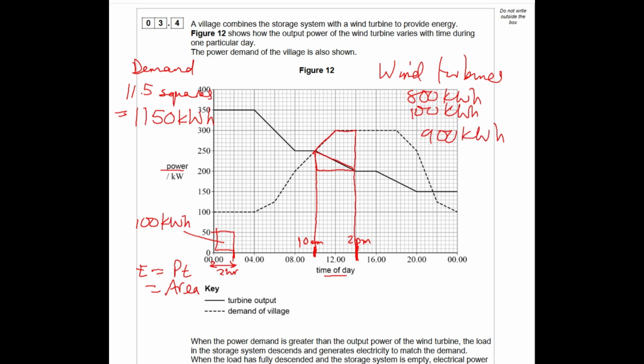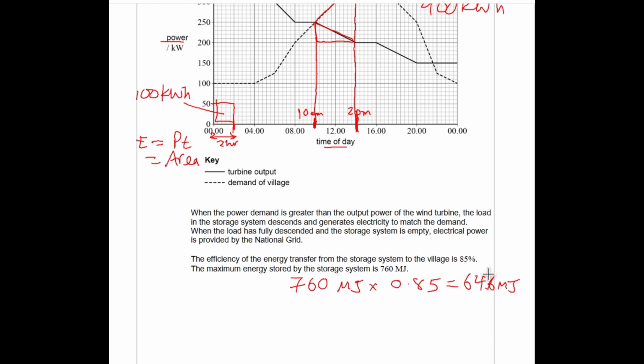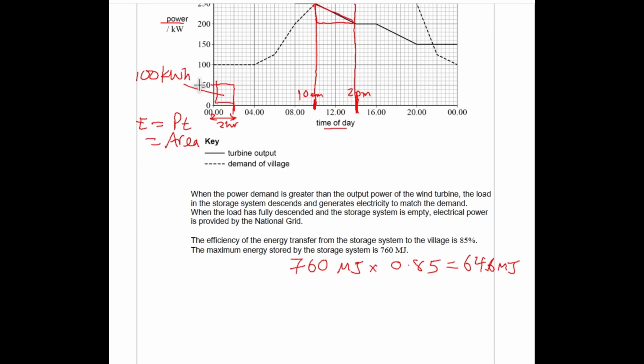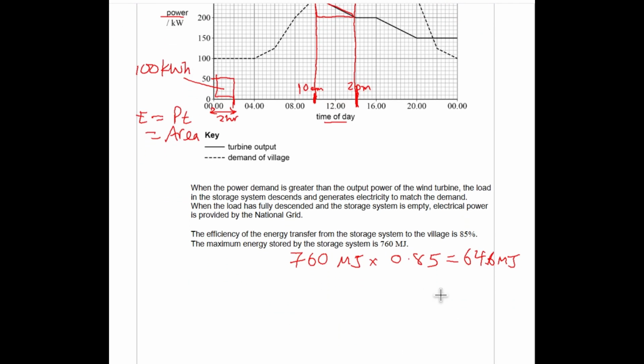Now what we've got to do is convert these megajoules into kilowatt hours, add it to the wind turbine, and see if it is equal to, greater than, or less than 1150. If you remember, 1 kilowatt hour is equal to 3.6 megajoules. If you didn't know where I got that from, kilo is 1,000, hours is 3,600, and energy is power times time, so that gives you 3.6 million joules, or 3.6 megajoules. So I'm just going to divide this number by 3.6. So that is 179 kilowatt hours.